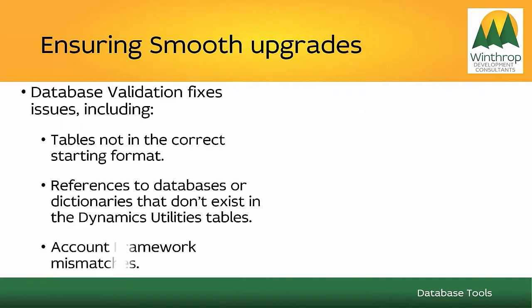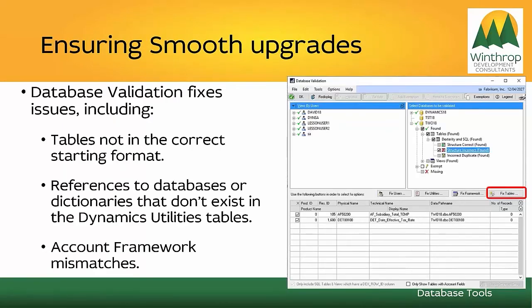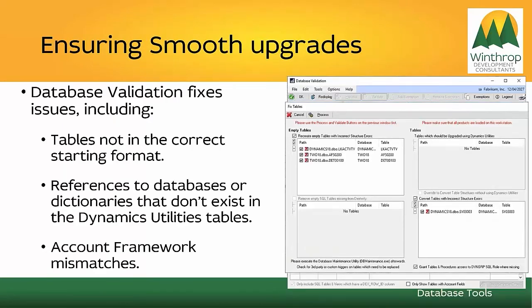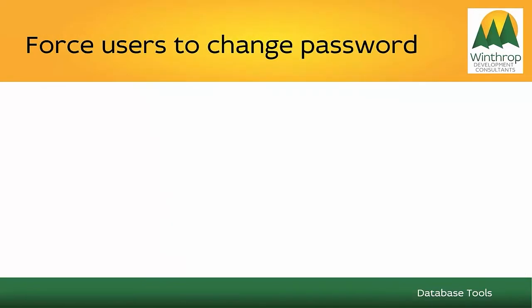Along with that, the database validation tool has the ability to look for tables with incorrect structures, and even if they've got data in them, it can actually fix them and make sure that they're in the correct state before you do an upgrade, and thus prevent the chance of upgrade errors. It also does a number of other things, for example, checking the account framework and removing references to missing products or companies from the Dynamics Utilities tables.